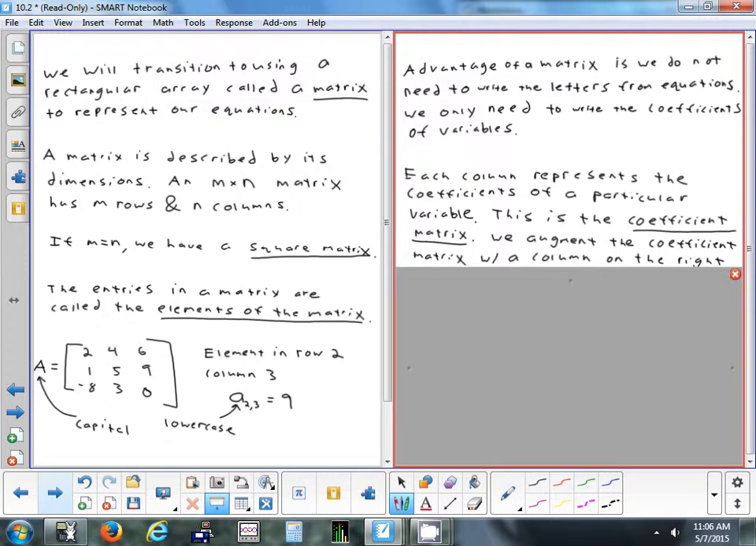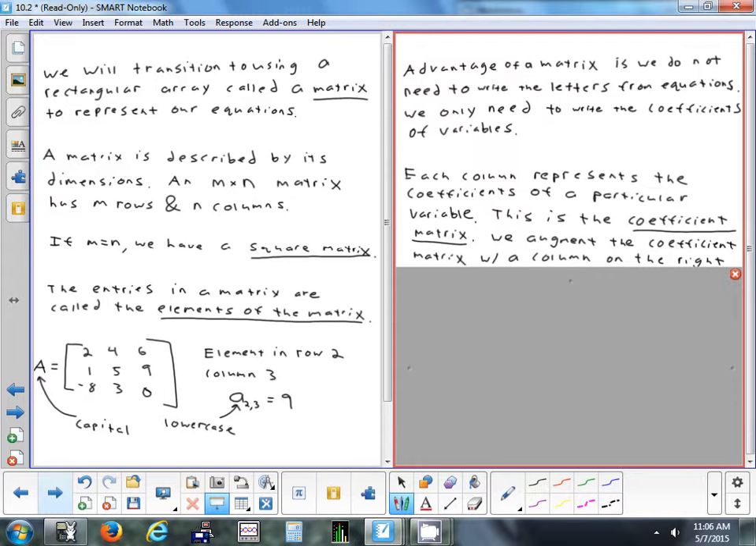Okay, in this matrix that we set up that has all the coefficients of the letters, that's called the coefficient matrix. So in the matrix I have on the left here, this 2 would have been in front of an x, the 4 would have been in front of a y, the 6 would have been in front of a z. And then the second equation would have been x plus 5y plus 9z, negative 8x plus 3y plus 0z.